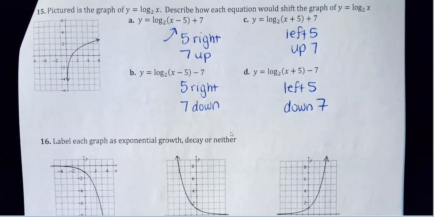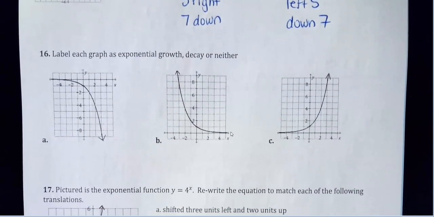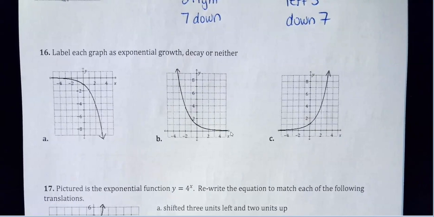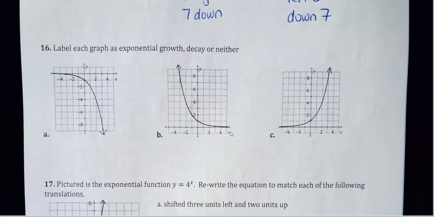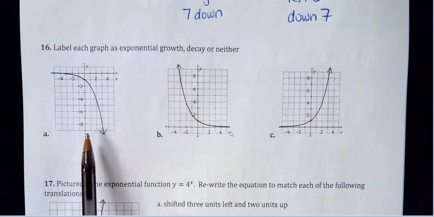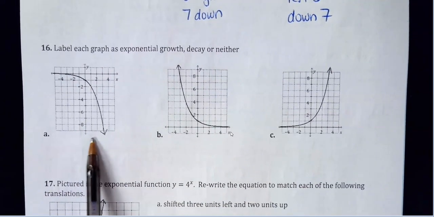Now, these will be a multiple choice question on the final, and I can't remember, it's like which one is growth or which one is decay. So I'm just going to have you guys label these as growth, decay, or neither to see if you remember. So just no work or anything like that. This first graph, would you label that as exponential growth, decay, or neither?